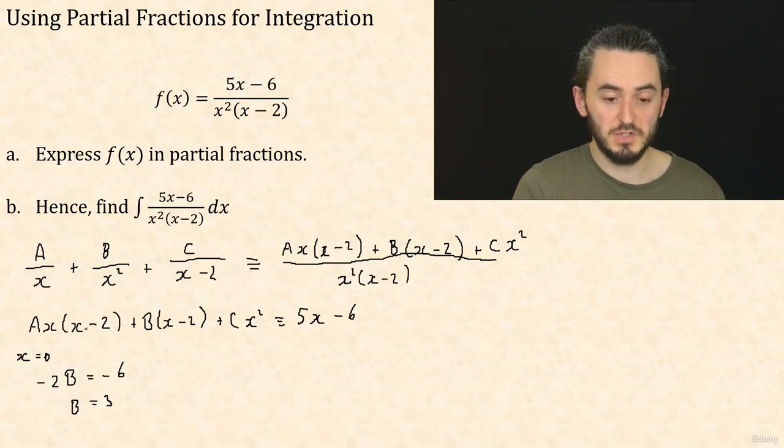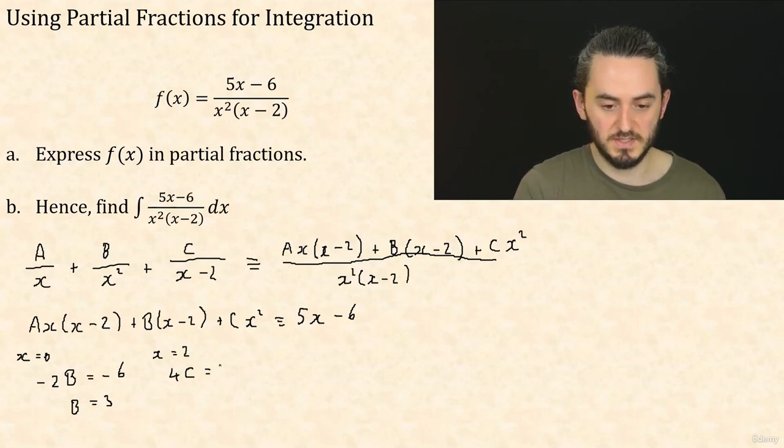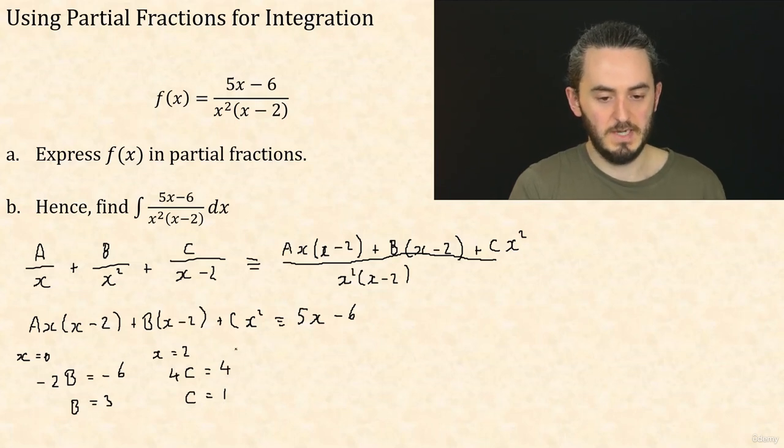Put in x equals 2, that will clear up these two brackets. So when x equals 2, we get 0, 0. c times 2 squared is 4c. And then I get 5 times 2 is 10, minus 6 is 4. So c is 1.